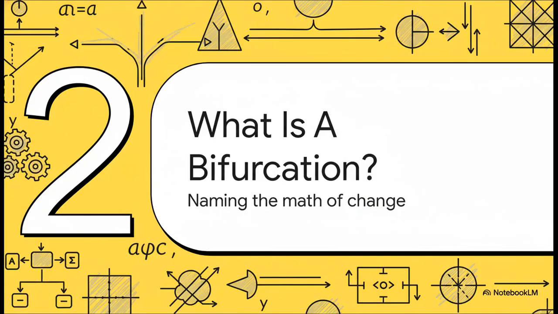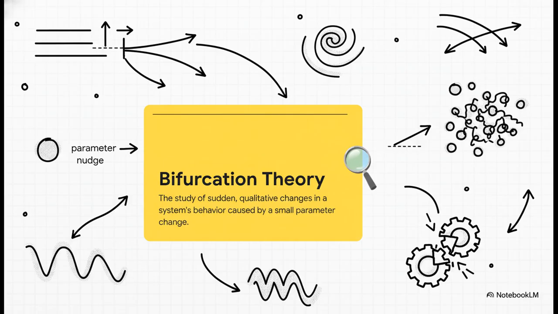All right. So this snap isn't just a vague idea. It actually has a proper mathematical name. So let's get to it. What is a bifurcation? And who is the genius who first put a name to this whole phenomenon? Okay, here's the official definition. Bifurcation theory is the mathematical study of changes in the qualitative structure of a system.